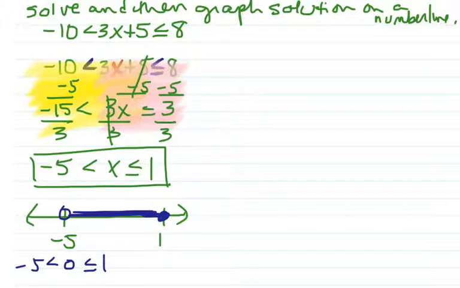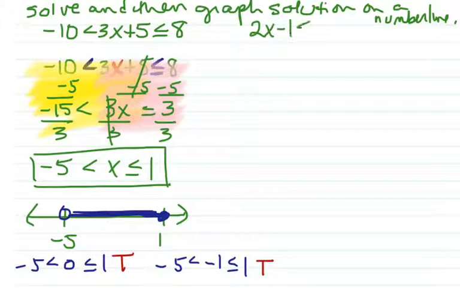Let's test a number in the middle there. 0 is between -5 and 1, so let's try 0. -5 is less than 0, is less than or equal to 1. That's all true. Try another one in between. -5 is less than -1, is less than or equal to 1. That's true. So all those numbers in between are true. If we tried something outside that center bar, it would be false.